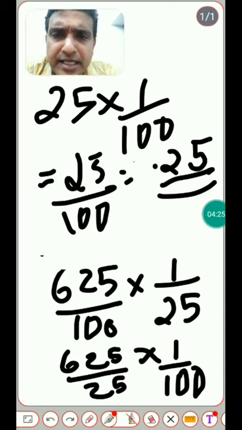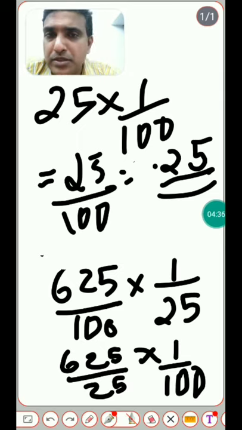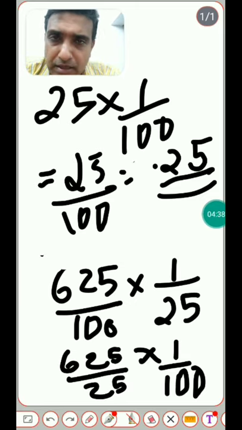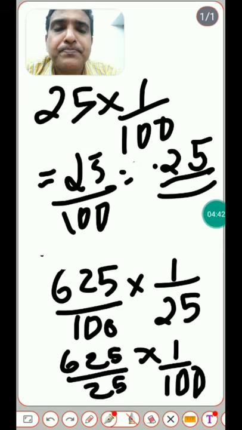I think you have to opt for this method, which is much better than the normal division method. There will be no confusion at all. So you can follow this rule. But it's up to you. You can decide which one is easier.